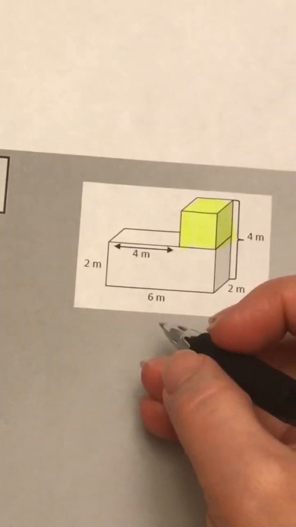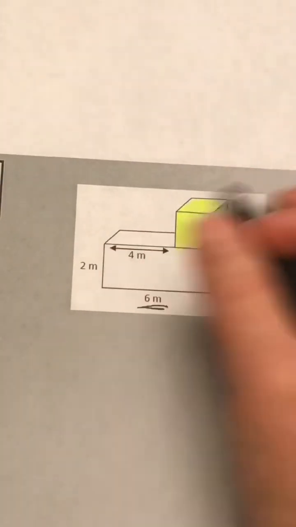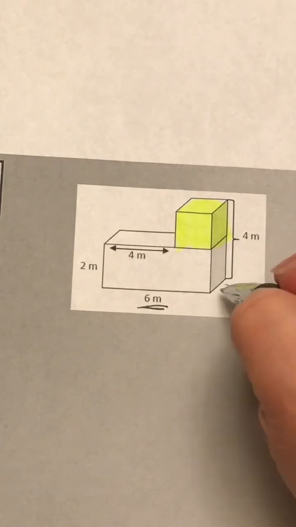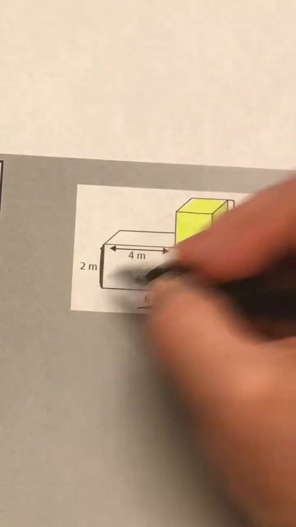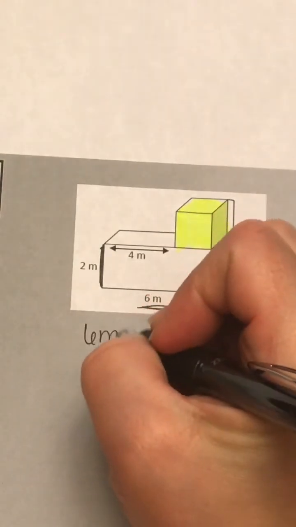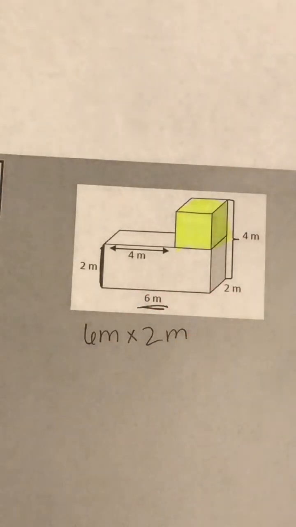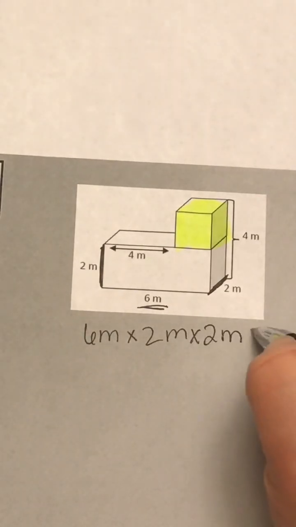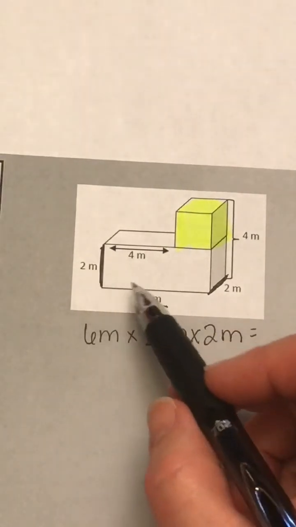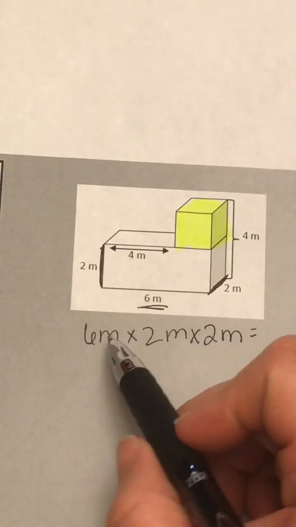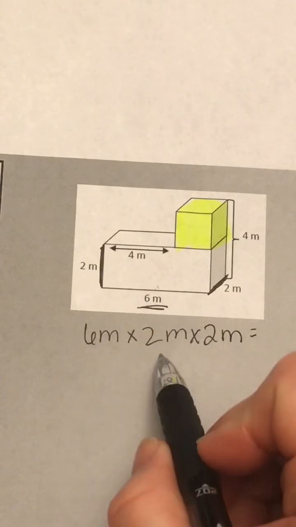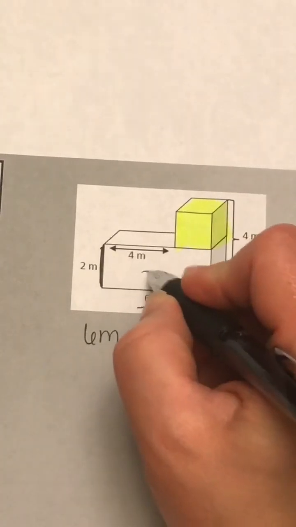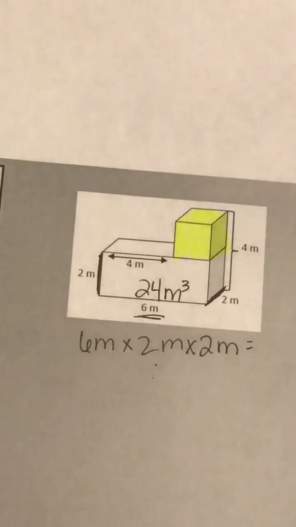Okay, so I'm looking for my 3 measurements here for my bottom box. So I have that the length is 6 meters. I have over here that the height is 2 meters. And then here I have my width, which would also be 2 meters. So the volume for this bottom rectangular prism is 6 times 2 is 12. 12 times 2 is 24 cubic meters.